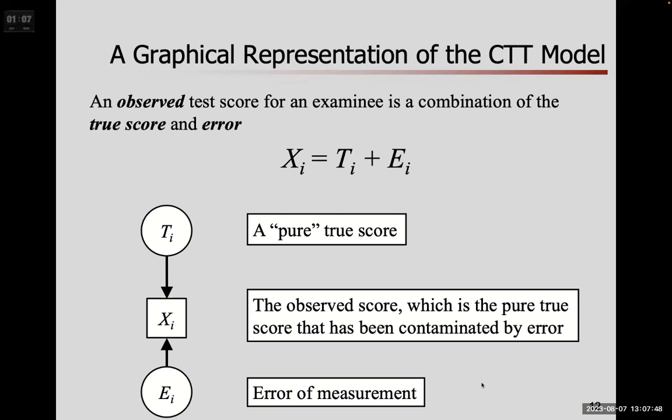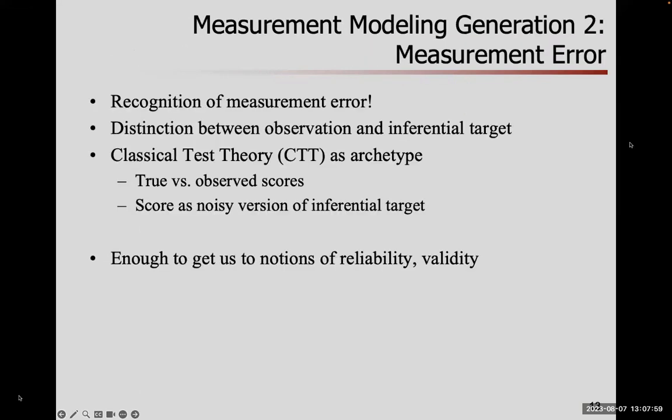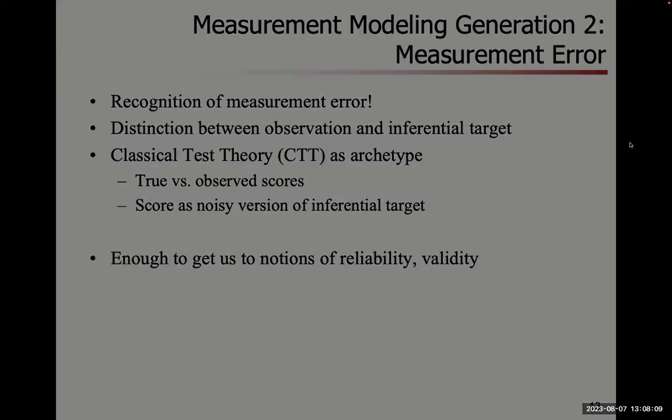What we observe, X, is a function of that true score, but is contaminated in some sense by error of some kind, a kind of measurement error. This is enough to get us a lot of psychometric concepts, things like reliability, validity, and so on. We can recognize and incorporate notions of measurement error and the unreliability that results in scoring.